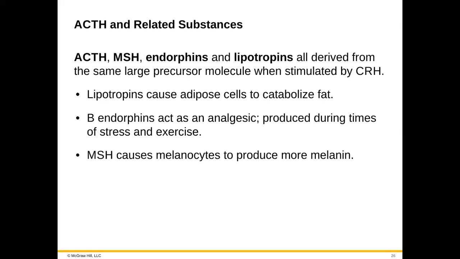Beta endorphins are an analgesic, and what that means is that it's going to be produced in times of extreme stress and exercise. Beta endorphins, if you're a runner, this is what gives you the so-called runner's high, the release of endorphins into the bloodstream. Gives you a feeling of euphoria and makes you feel really good. And then MSH, melanocyte stimulating hormones. This is going to cause melanocytes to produce more melanin. And we'll see how this plays a role if you have hyper or hyposecretion of ACTH and changes in color of the skin.